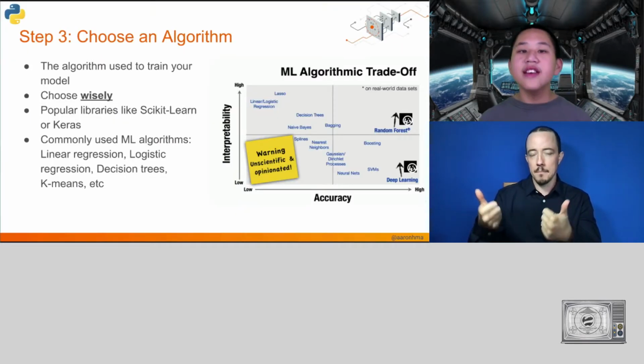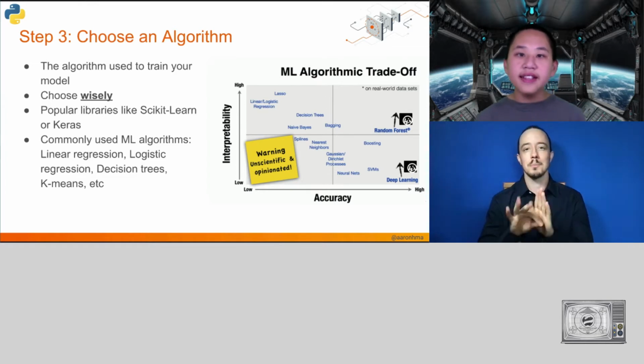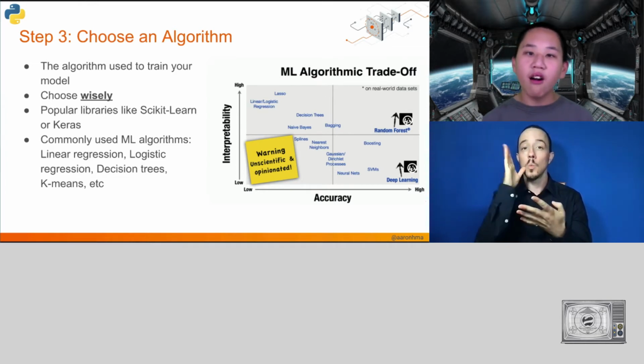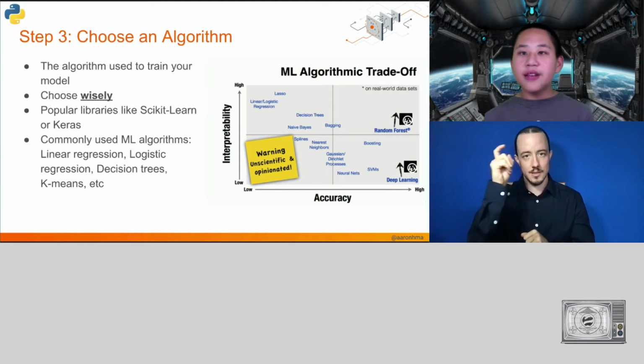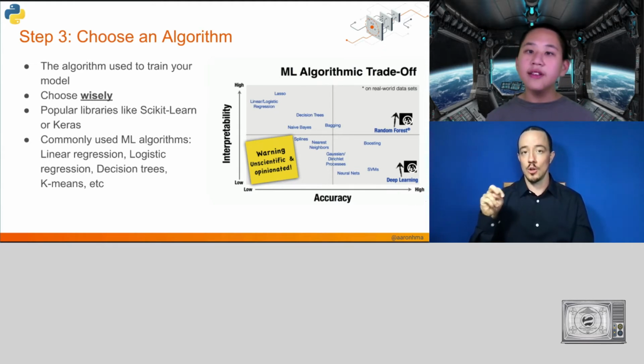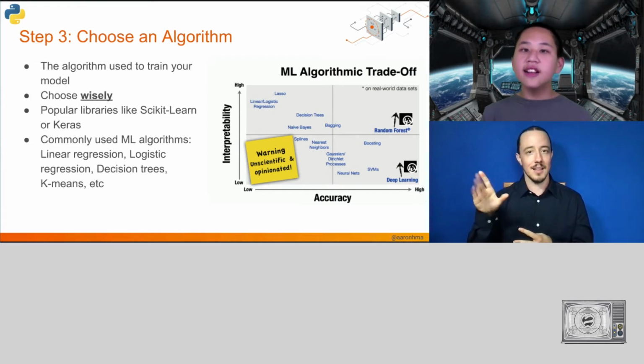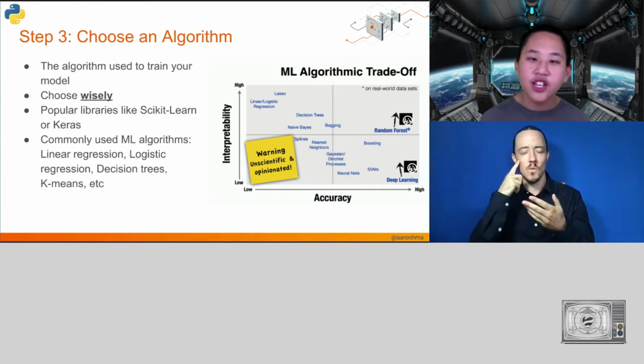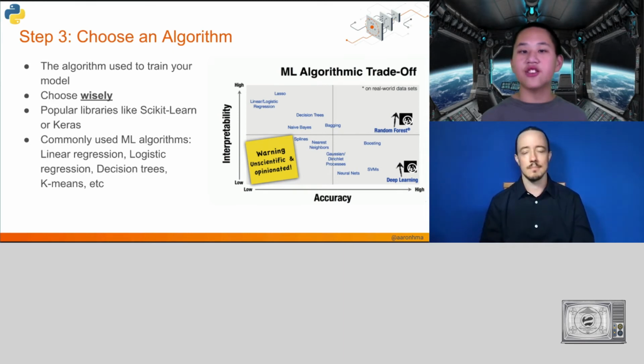Now the third step is to choose an algorithm. This algorithm is going to be used to train your model, so choose wisely. For beginners, I highly recommend you use scikit-learn or Keras, and they have some commonly used machine learning algorithms such as linear regression, logistic regression, decision trees, k-means, etc.